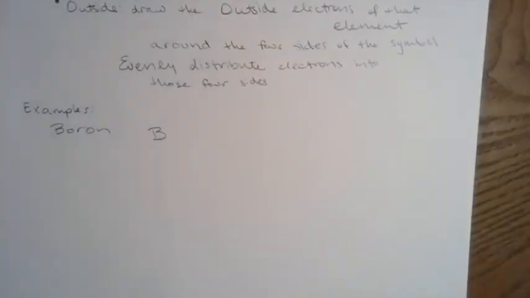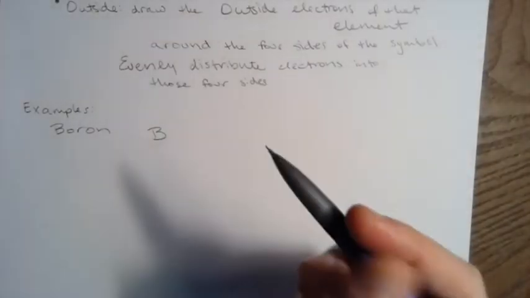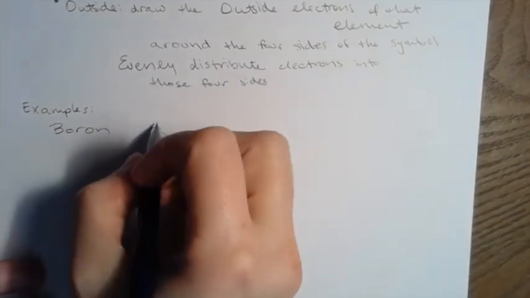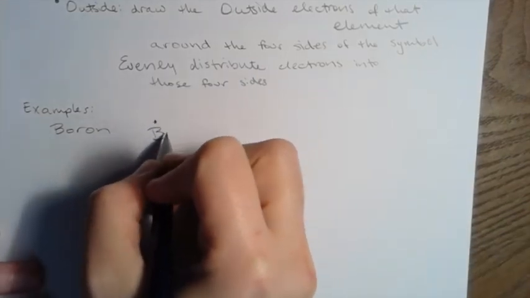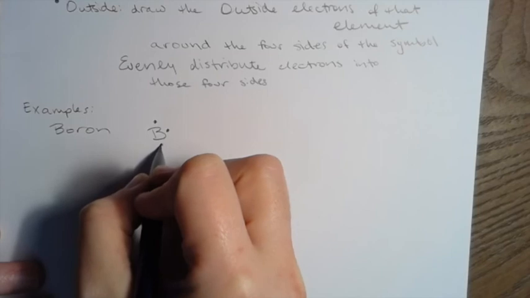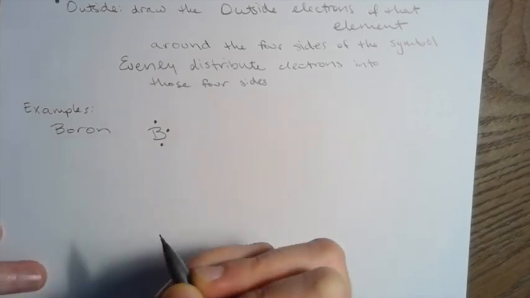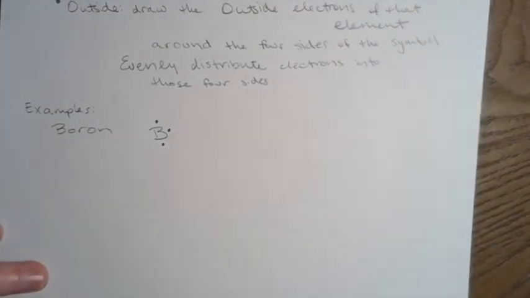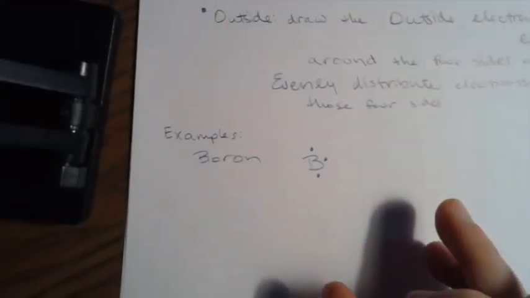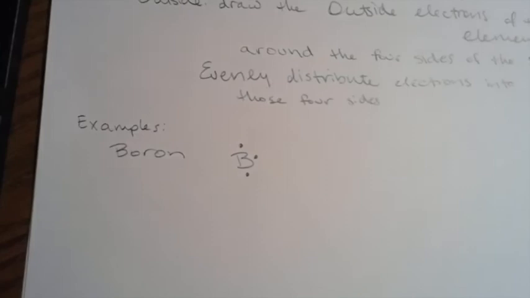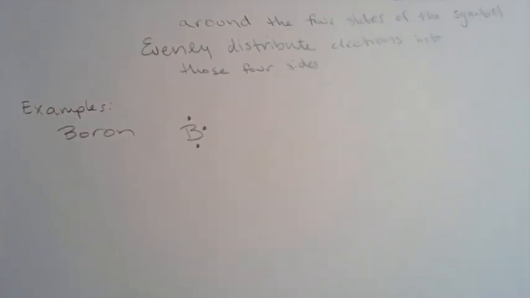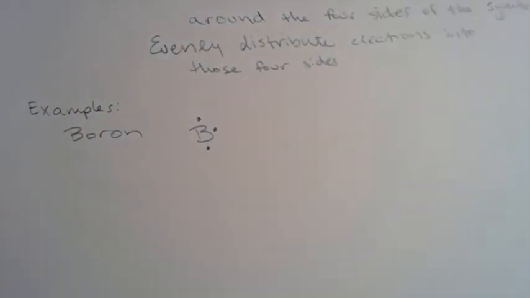There's a reason that we spend an entire quarter trying to figure out how to read that 1-page document, because there's just so much inside of it. Boron has 3 electrons on its outside shell, and here I just did it without articulating it, but I distributed those 3 electrons around the outside of this symbol.